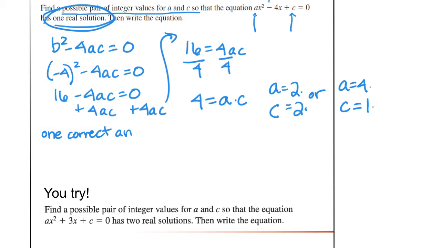One correct answer would be 2x squared minus 4x plus 2 equals 0. So I want you guys to try down here, and then I'm going to pause, and when you come back, you'll get to see the worked out answer.